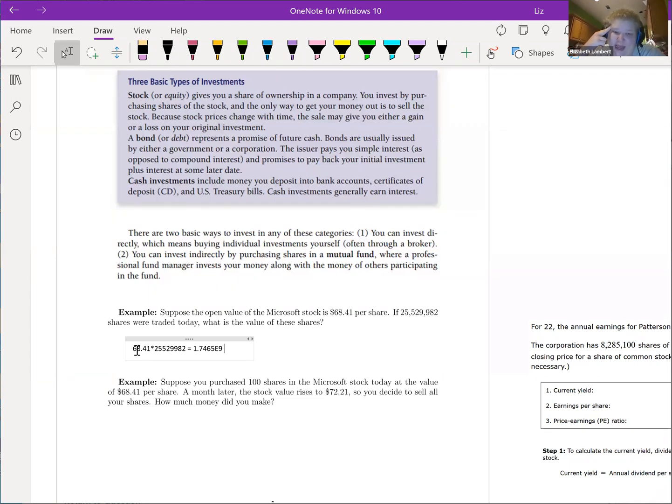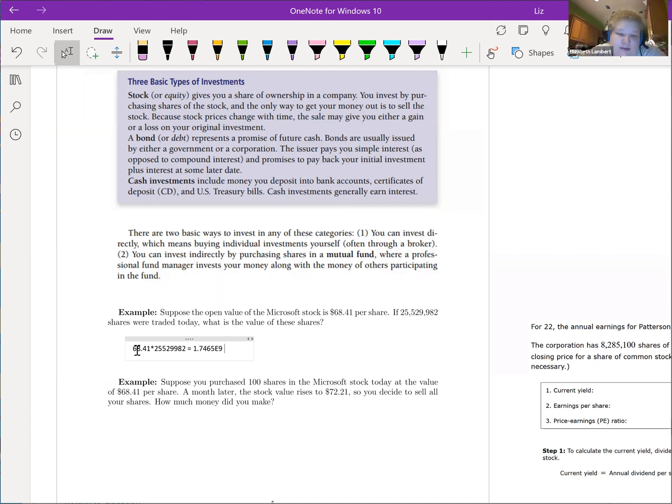So if everybody sold their stock, that would be an influx from whoever is buying the stock. Sometimes it's the company, sometimes it's just other people. But $1.74 billion moving around somehow.